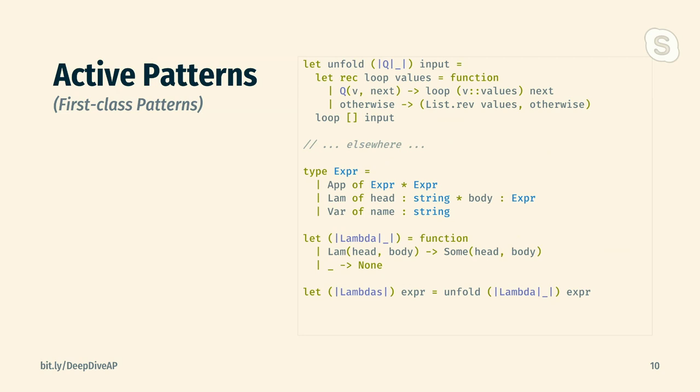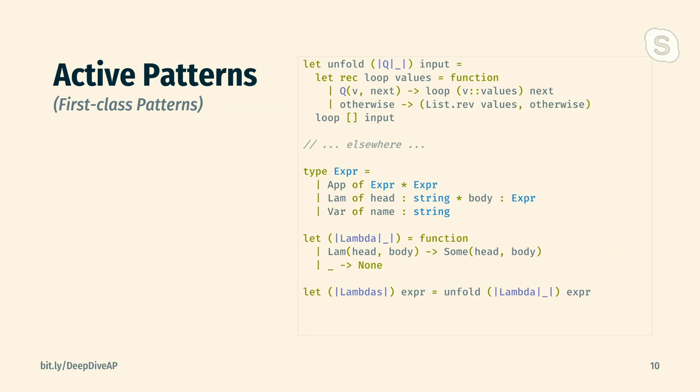And you can see an example of that here, where I defined a generic unfold function where one of the inputs to that function is an active pattern, this Q function. Q is maybe not the best name here, but basically it's a thing that pulls some values out of the input, and then we can pass them along to the next iteration.